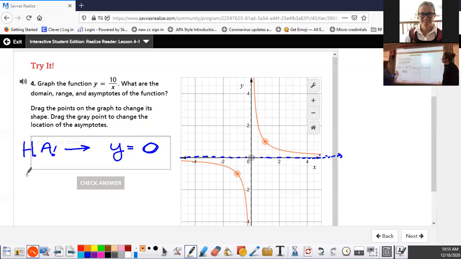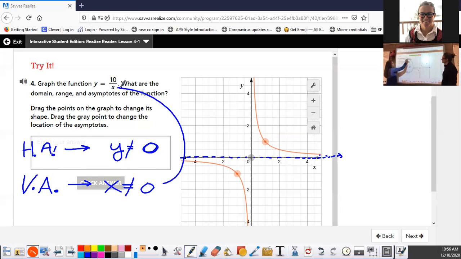Probably not this year, but it happens. And then vertical asymptotes, you'd say x, sometimes people will say can't equal, x can't equal 0. And why? Because you can't put 0 in the bottom of that.